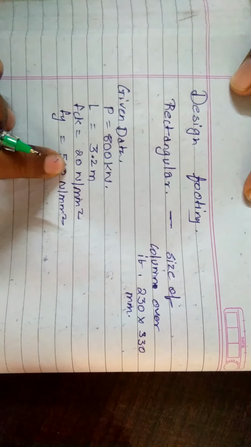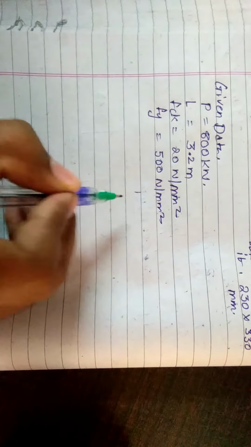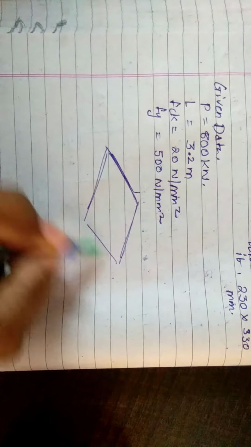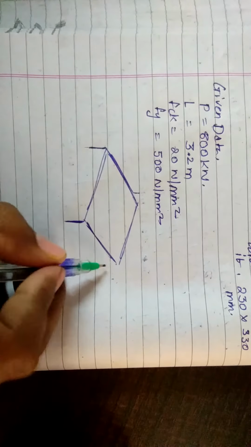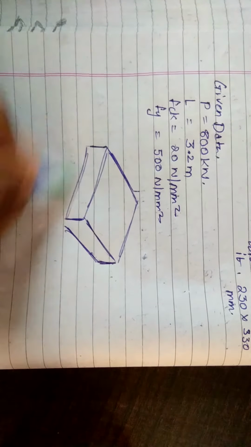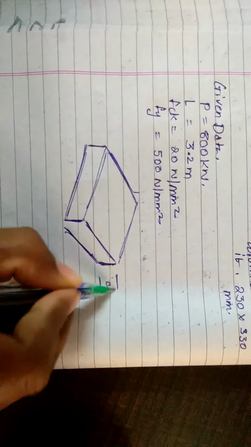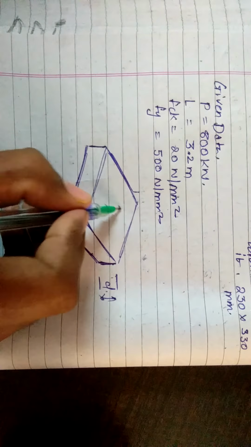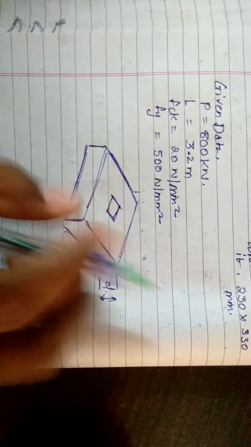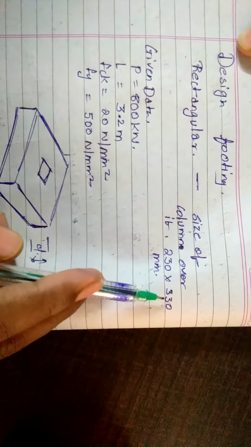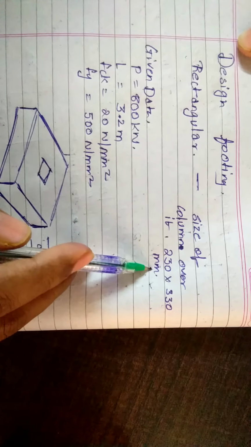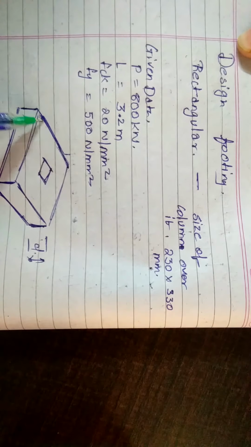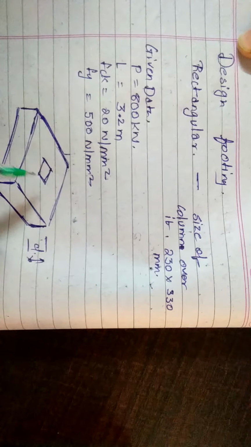With the help of this given data, we have to design a footing, with its steel, and also the thickness, the depth of the footing, is also very important. Now, as the size of the column is 230 by 330 mm, it is not a square column, so for that purpose we will keep the ratio of the footing similar to the ratio of the column.